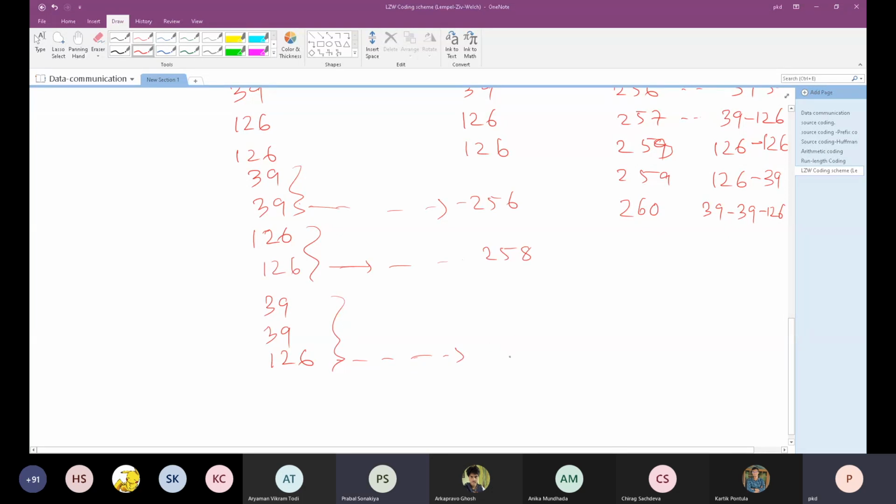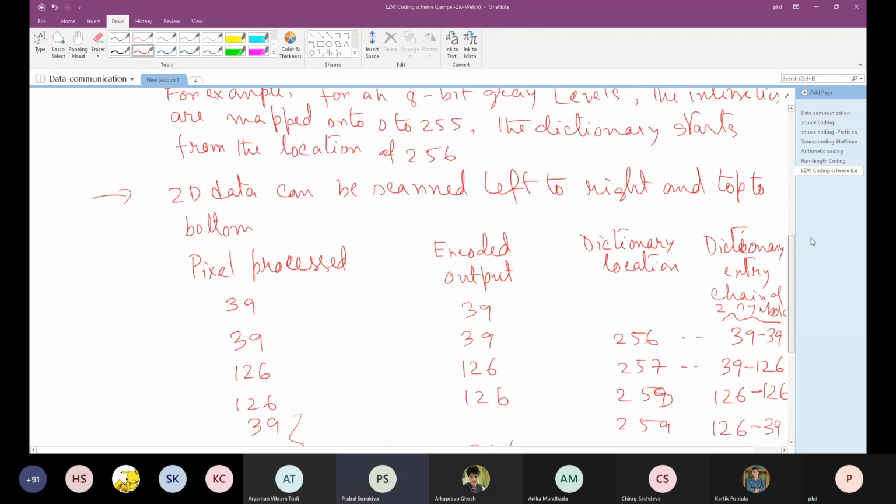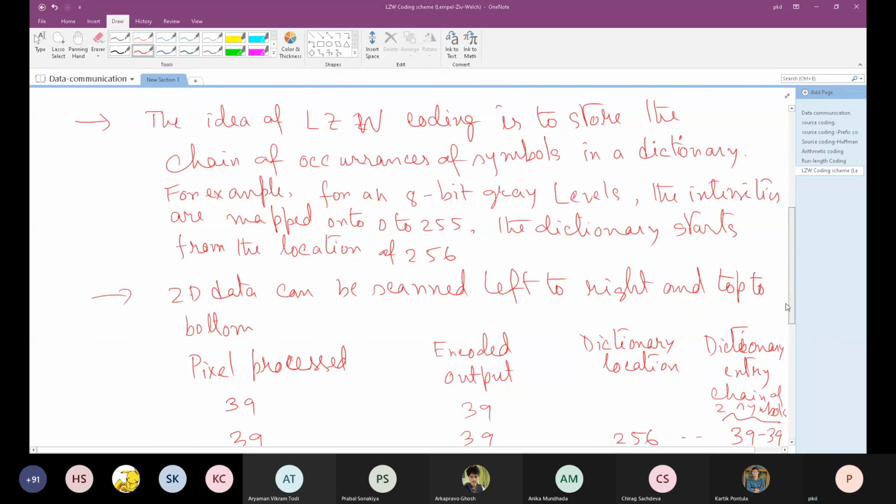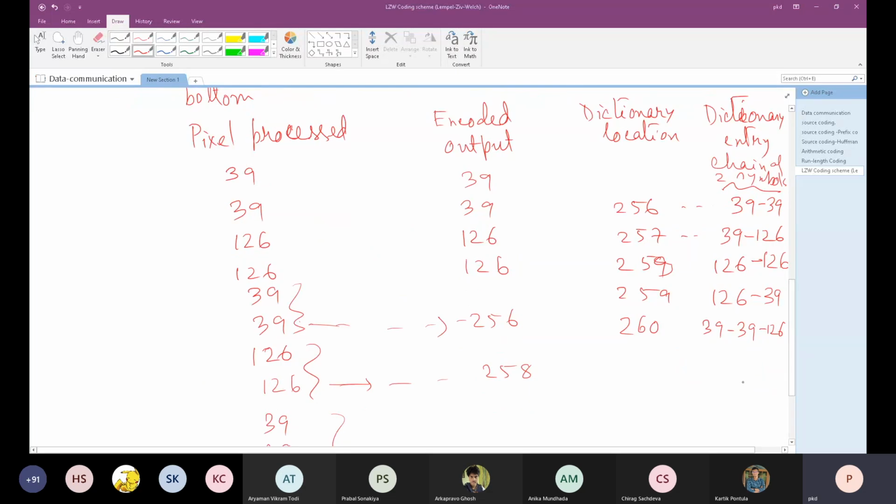Sir, where is this code word being used? 126, 39. No, this is the actual value, which is occurring: 39, then 39, and then 126. So first four values are here, then 39, 39, then 126, 126. Then we take three values together. Okay, so basically the chains of symbols are growing. So now we have 39, 39, 126.